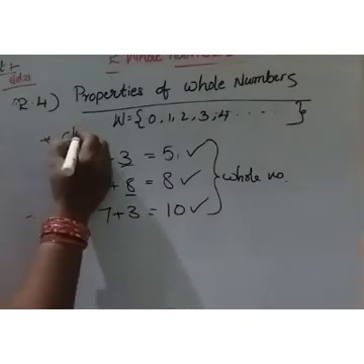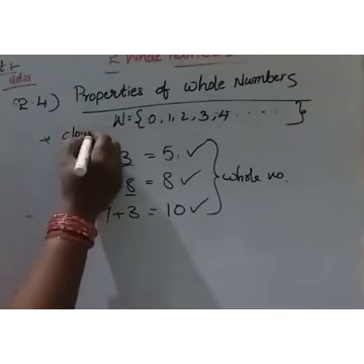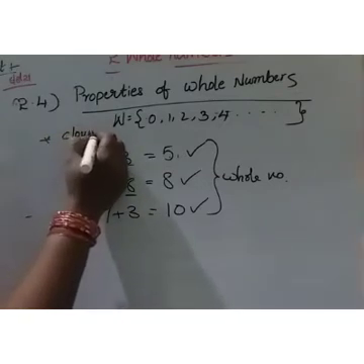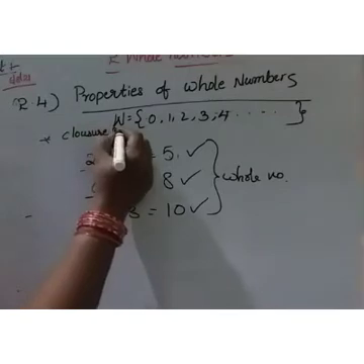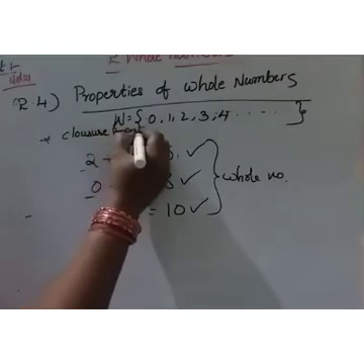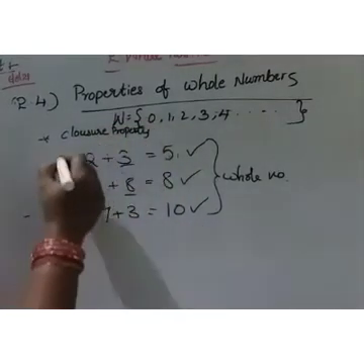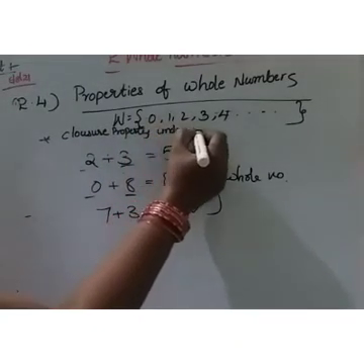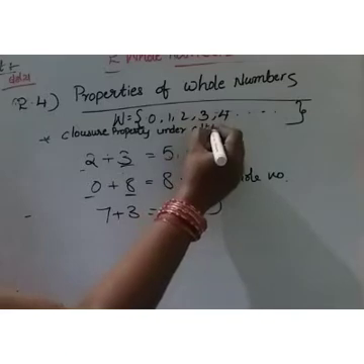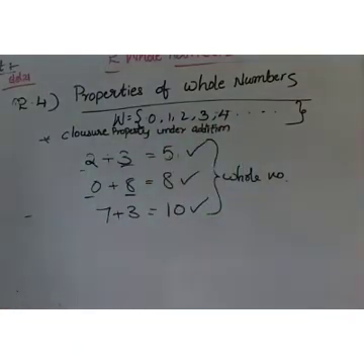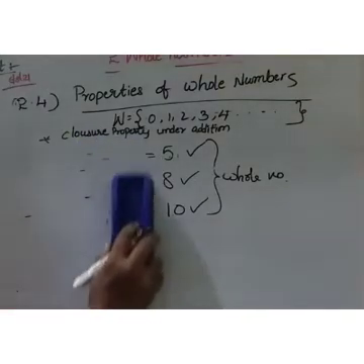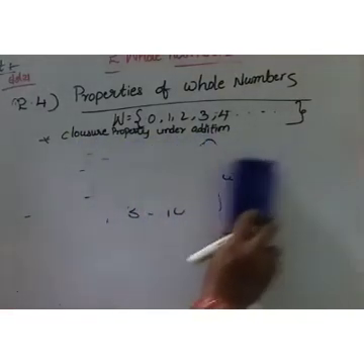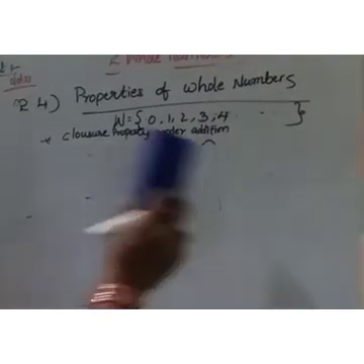Closure property under addition. Whole numbers satisfy the closure property under addition. Next, take two numbers.